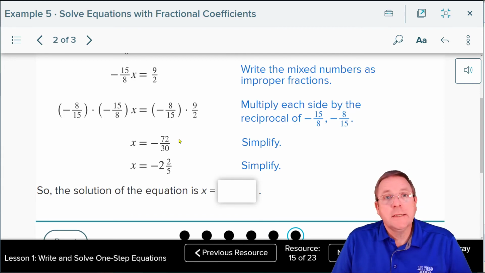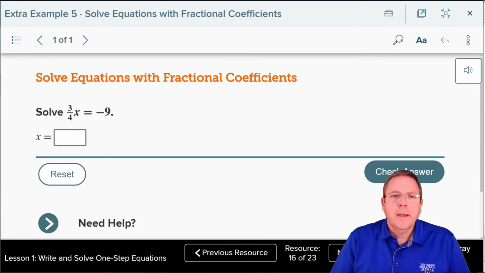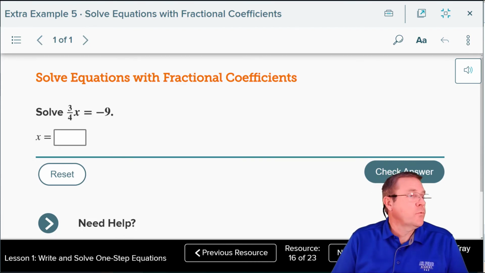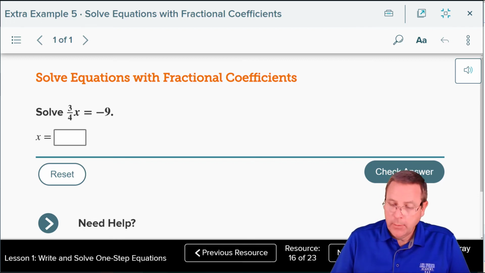I would have liked to see the step here where they divided top and bottom by 6, which ended up giving them the negative 12 over 5. But either way, the answer is correct. And now it's your turn to solve this incredibly easy problem. 3/4 x equals negative 9. Keep, change, flip it, and we're going to see what your answers are in just a minute. Make sure you give me good quality supporting work.